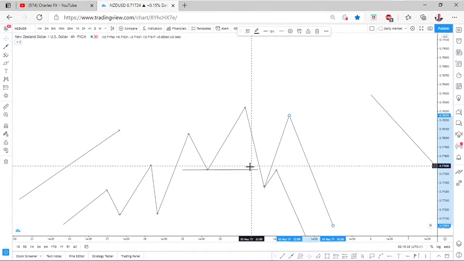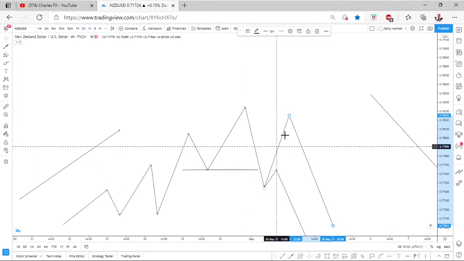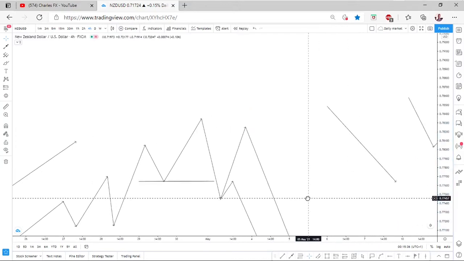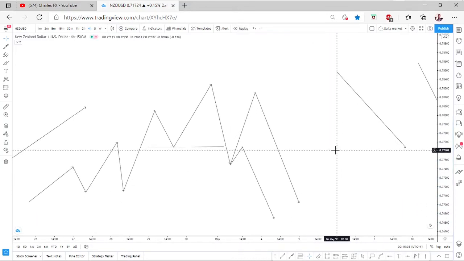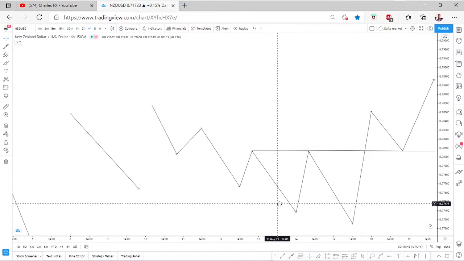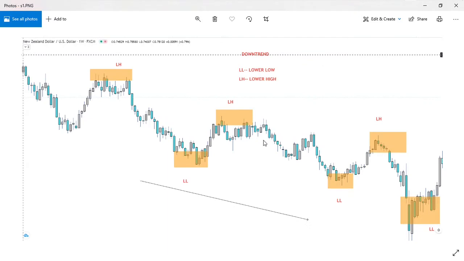But as long as this structure has been violated, you are sure that there is potential of this market turning to a downtrend. There's potential for this market turning to a downtrend. I hope you understand this, guys. Now let's take some examples before we go into the live chart.